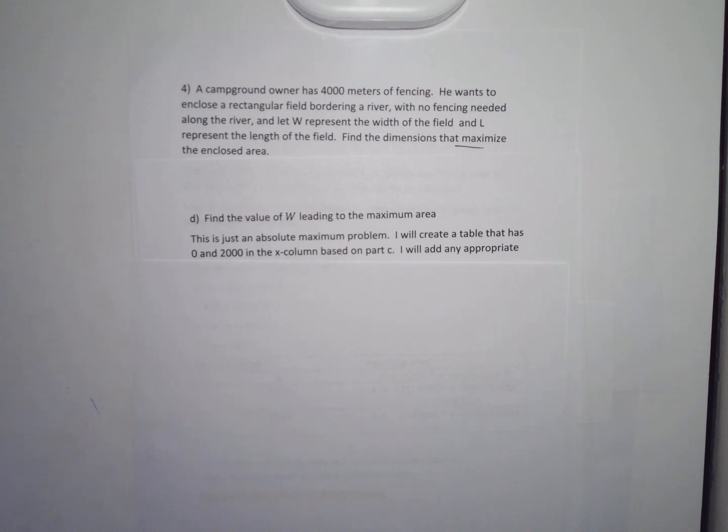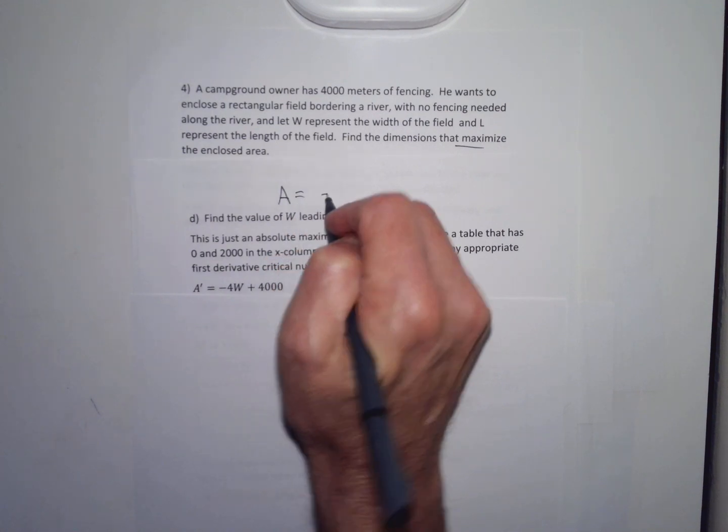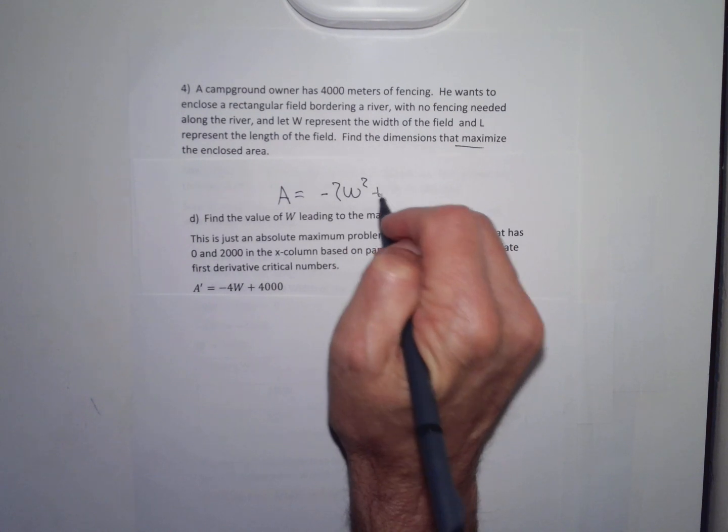I'm going to have 0 and 2,000 in the left column because those are the endpoints of the interval that I'm working with. And then I'll add any appropriate first derivative critical numbers, which means I need to find the first derivative. Again, that area function is minus 2w squared plus 4000w.